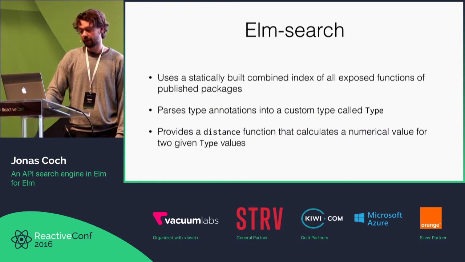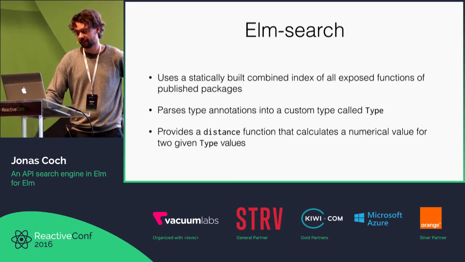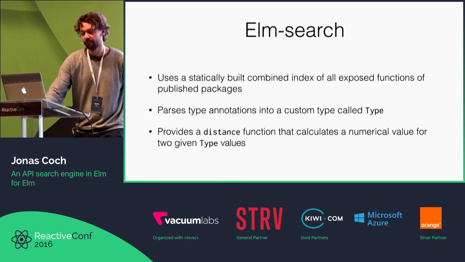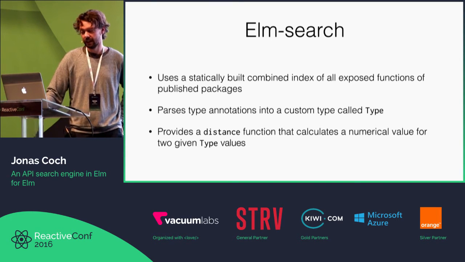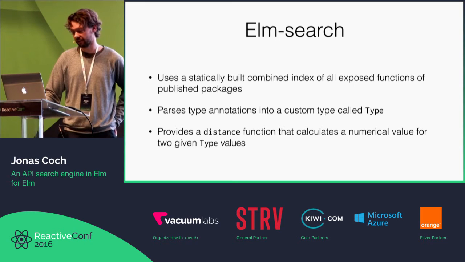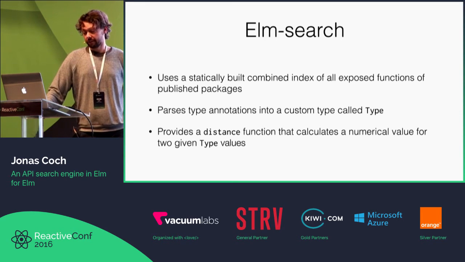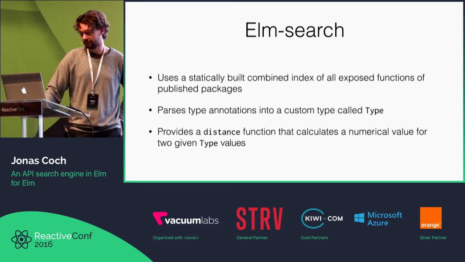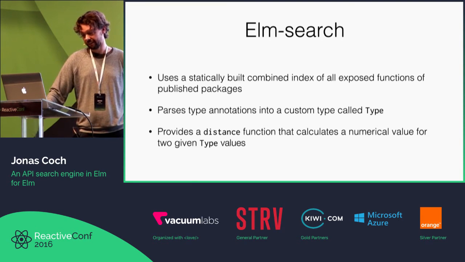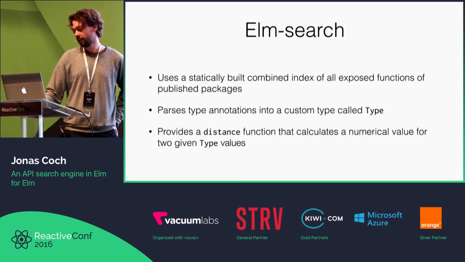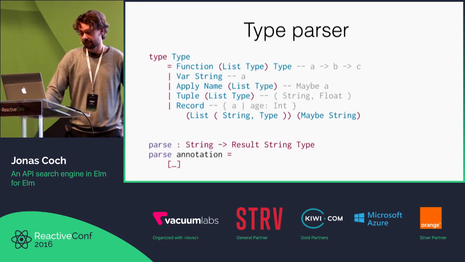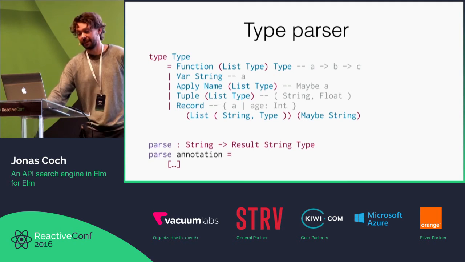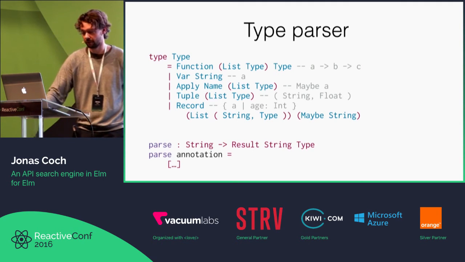So how does Elm-search use the existing package infrastructure, and how does it work? It downloads all documentation JSON files of the latest published packages and creates one big combined index statically on each build. At the moment, there are around 15,000 exposed functions in the index. Then it parses the type annotation strings into a custom type to have some nicely structured data the search can work on. And it has a distance function that compares two type values by assigning a numeric value to the comparison. The type definition and the parser are taken from the source code of the Elm package website. So I did not only get the documentation data basically for free, but also a great bit of code.